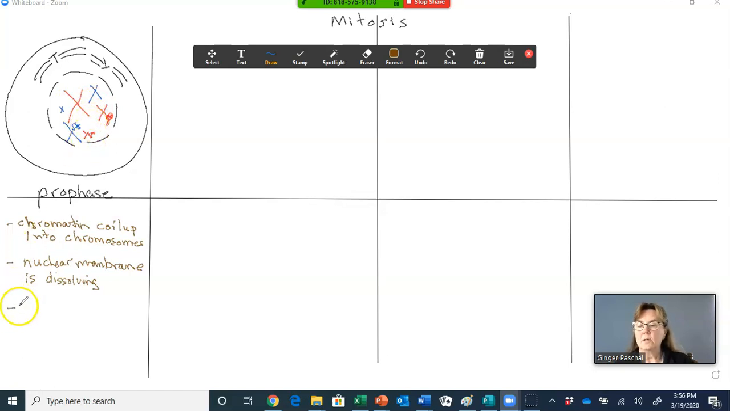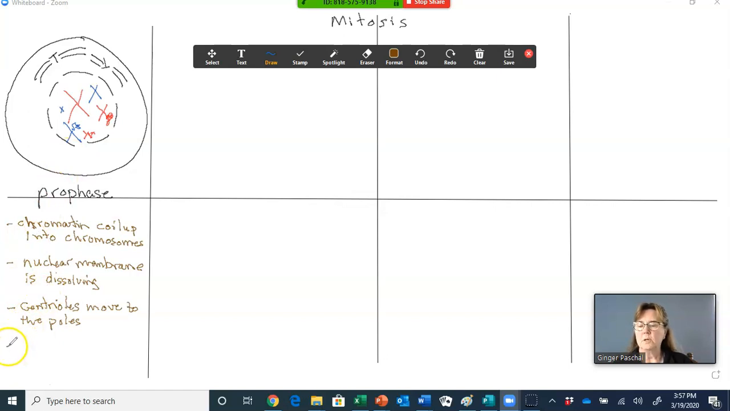We also had these T-shaped things. Those are called, do you remember? Yeah, they're called centrioles. The centrioles, that's an I, move to the poles of the cell. The poles of the cell are simply the sides of the cell. So they'll move to the opposite ends, just like the North and South Pole. These move to the poles.